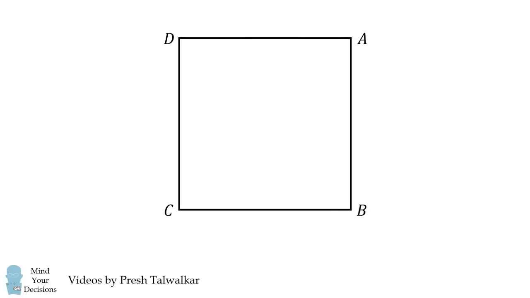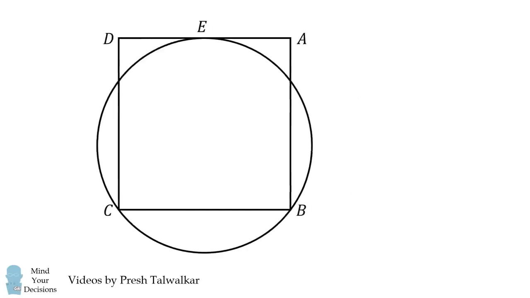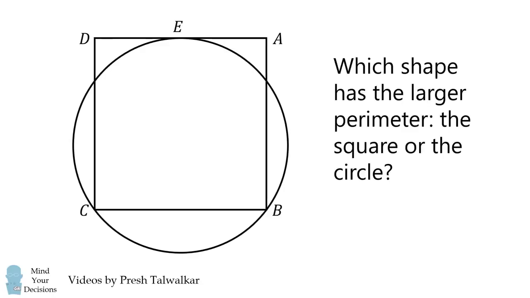In square ABCD, E is the midpoint of AD. Construct a circle through the 3 points E, B, and C. Which shape has the larger perimeter, the square or the circle?